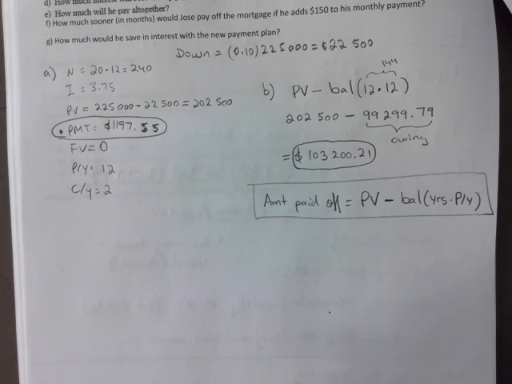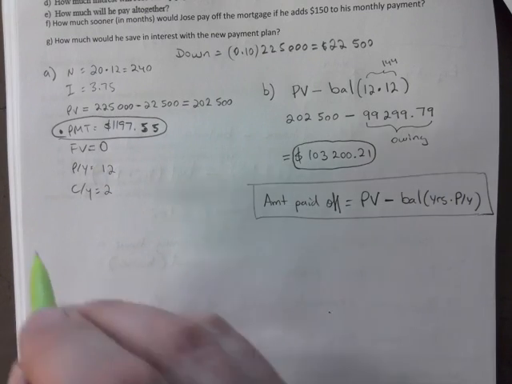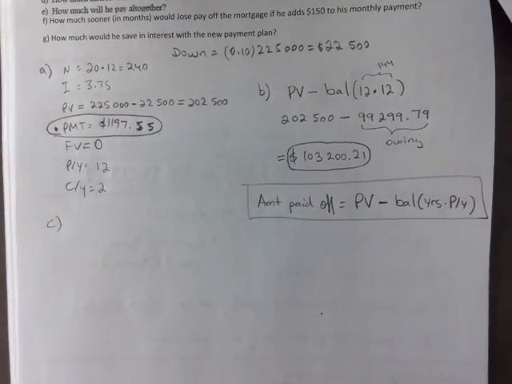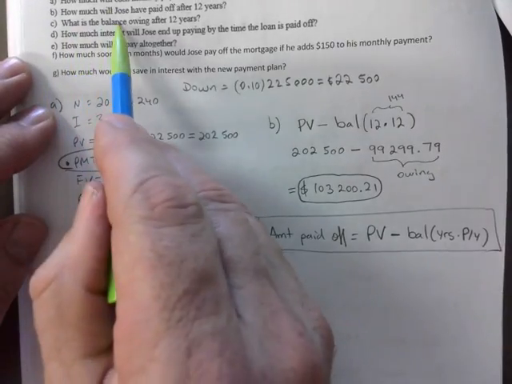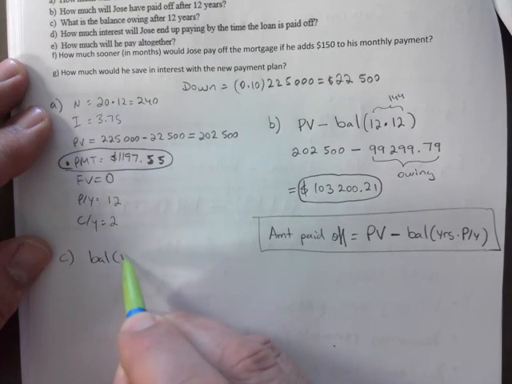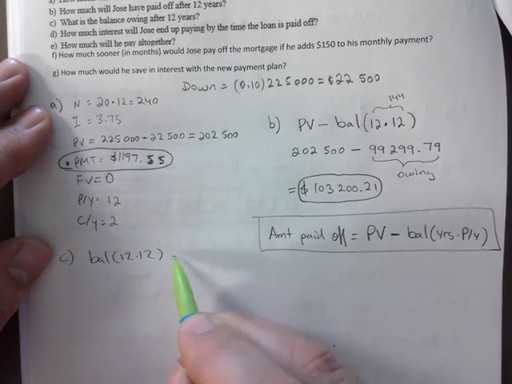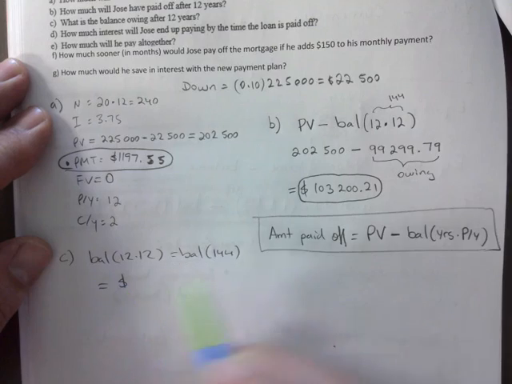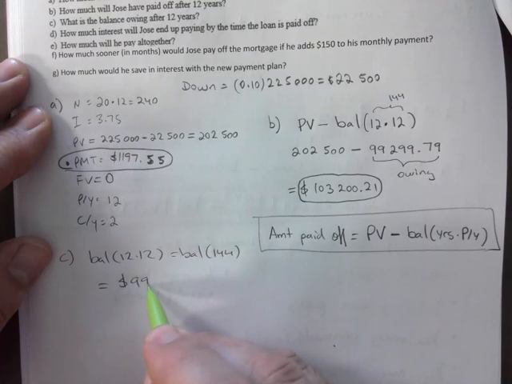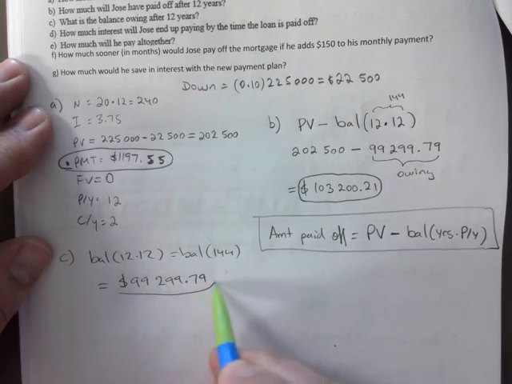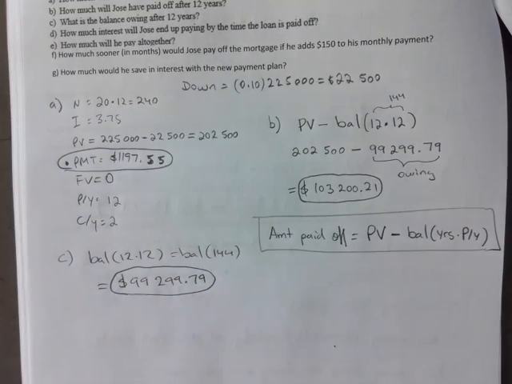That's B. I don't know, B and C should have been switched. You will see if you read, right? What is C asking for? What is the balance owing after 12 years? And I'm just going to copy that number right there, 99,299.79. That's how much is owing.